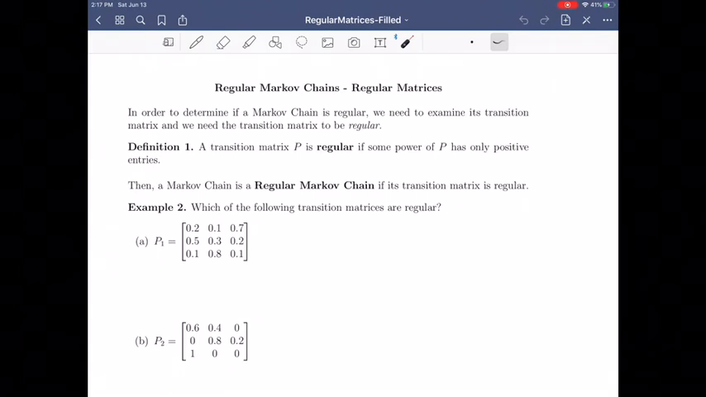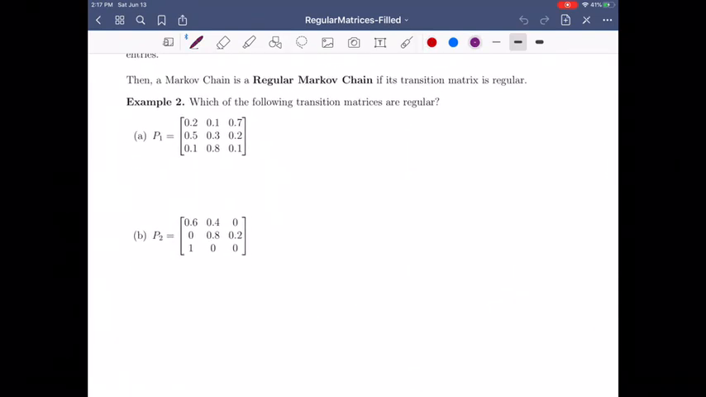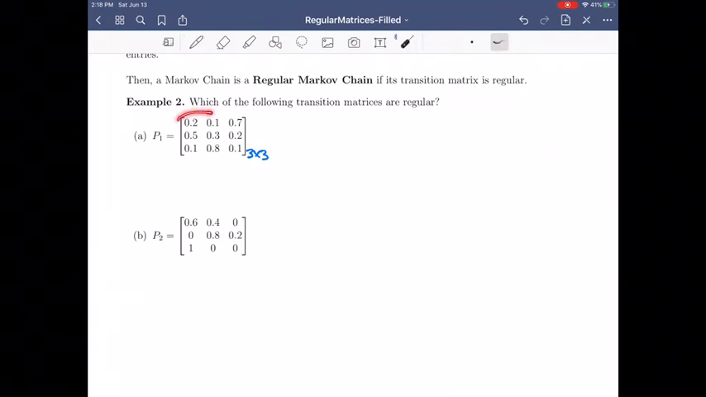If a Markov chain has a transition matrix that's regular, that's when we know it's a regular Markov chain. So let's do some examples trying to tell which of these transition matrices are regular. For the first one, here's my P1. Notice that it's square, so it's a transition matrix. It's 3 by 3, so it has 3 states. Each of the rows sums to 1, so we can tell it's a transition matrix.